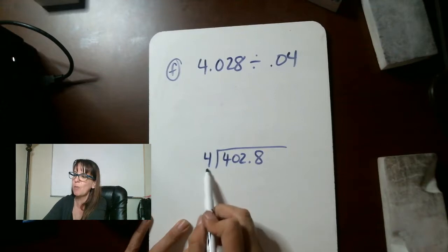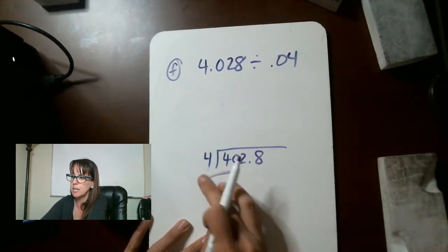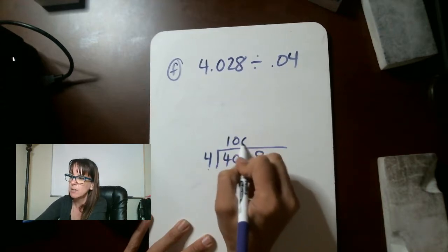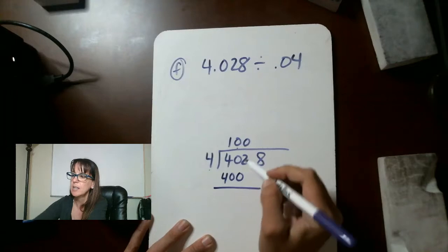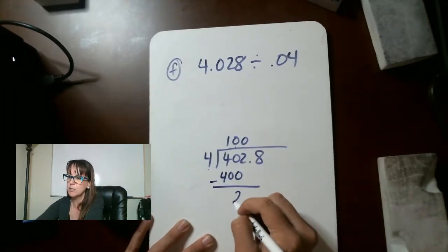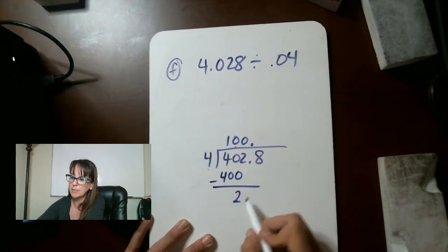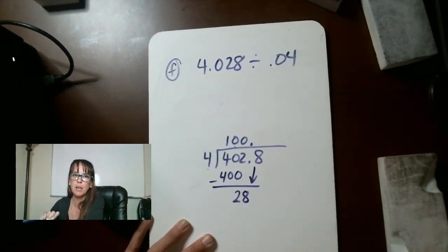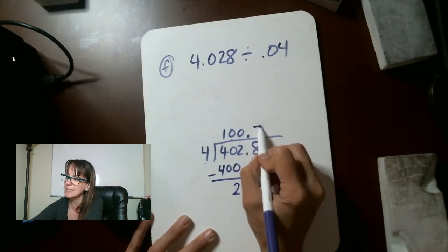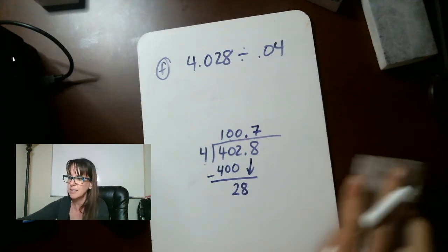How many times does 4 go into 400 without going over? I'd say 100 times, wouldn't you? 100 times 4 gives us 400. Subtract that, we get 2. And don't forget, we're going to bring our decimal up, but we don't worry about it down here. So when we subtract, we then bring down. 4 goes into 28 7 times. 7 times, and there's your answer. Excellent.